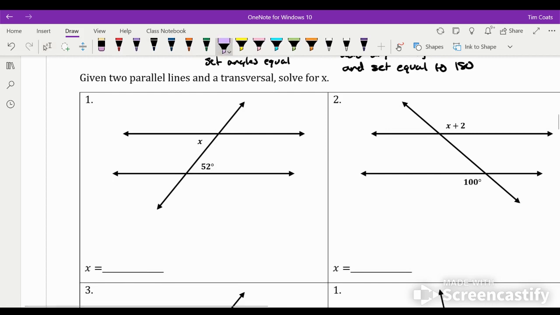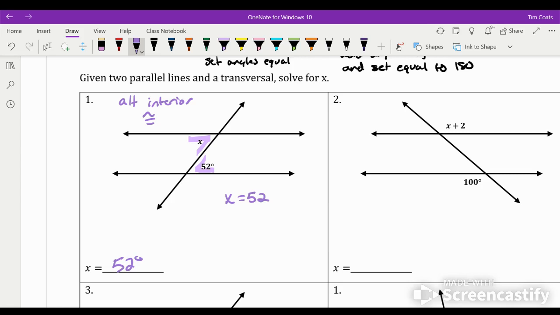So, for example, let me just show you an example of number one here. Number one, x and 57. So we have to identify what type of angles those are. Those are alternate interior. From the page before, alternate interior angles are congruent, so x equals 57.